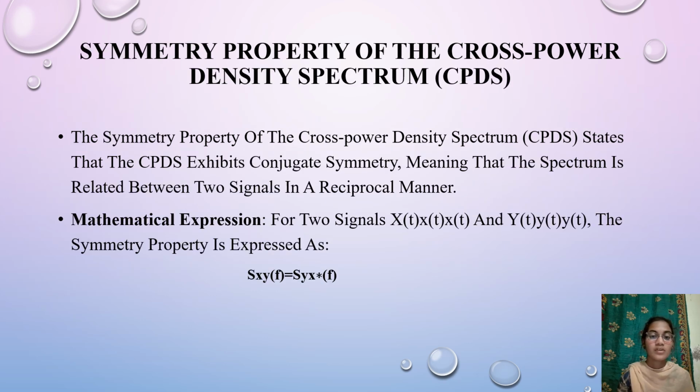Second property of the cross power density spectrum is the symmetry property. The symmetry property states that the cross power density spectrum exhibits conjugate symmetry, meaning that the spectrum is related between two signals in a reciprocal manner. Mathematical expression: for two signals x(t) and y(t), the symmetry property is expressed as Sxy(f) = Syx*(f).